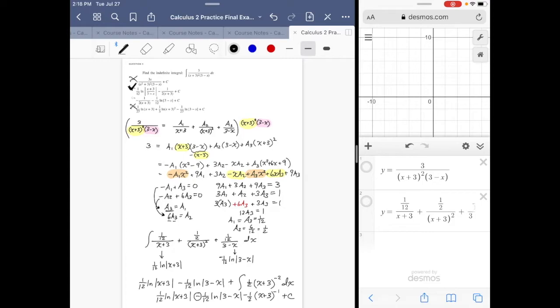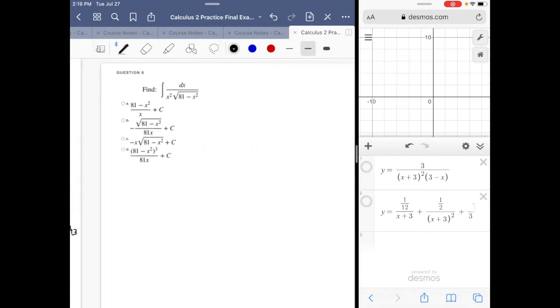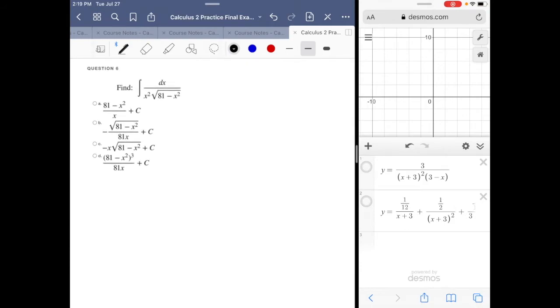And so that was a little bit of a ride, obviously, but I call it an indicator question. It's a good question. You understand the concept if you can handle a question like this. All right. Number 6 is a trig substitution problem.